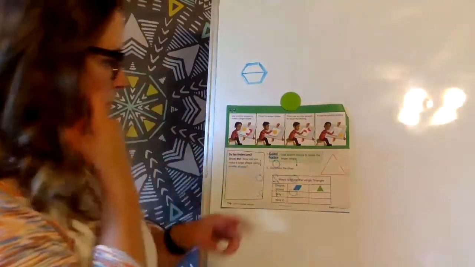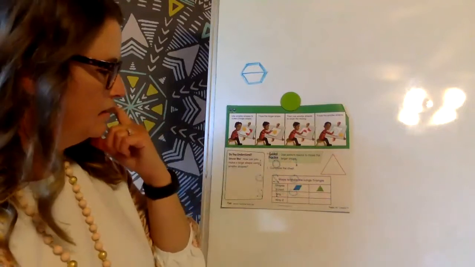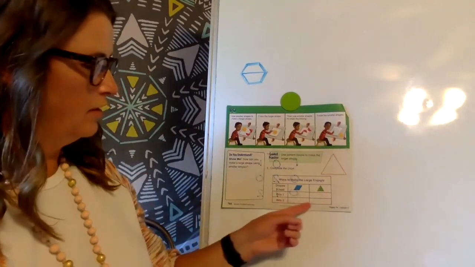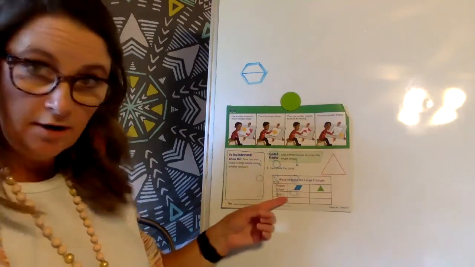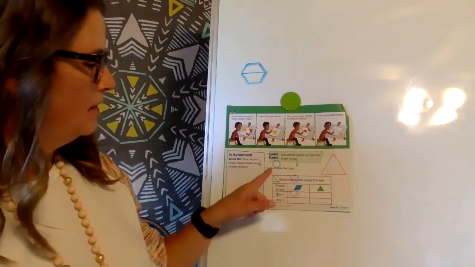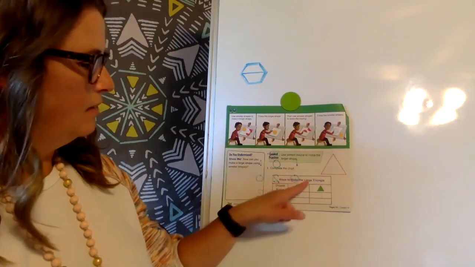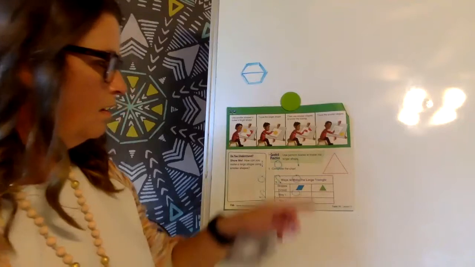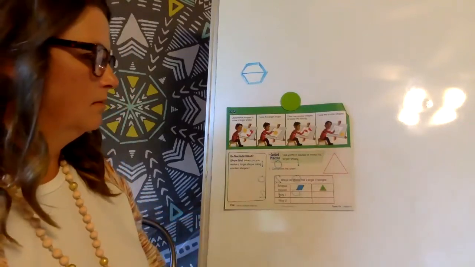Okay, so let's look at your guided practice. We aren't going to do this one together. I'll go over the first part, but you're going to do way 2 on your own. Okay, so we'll do part of it together, but not all of it. It says to complete the chart, ways to make the large triangle. And I have a large triangle here.